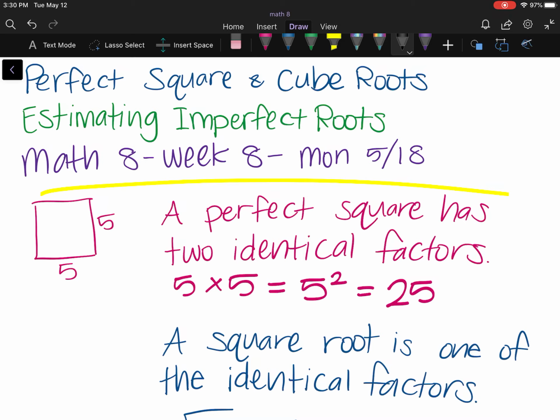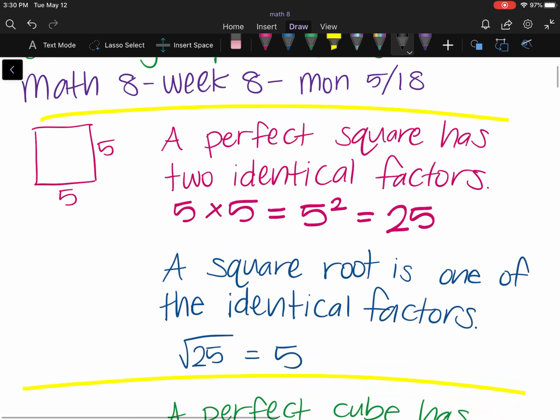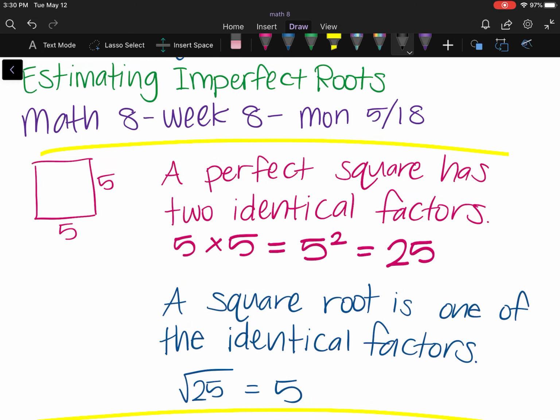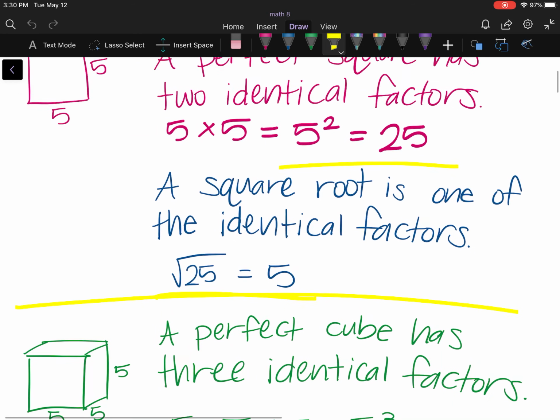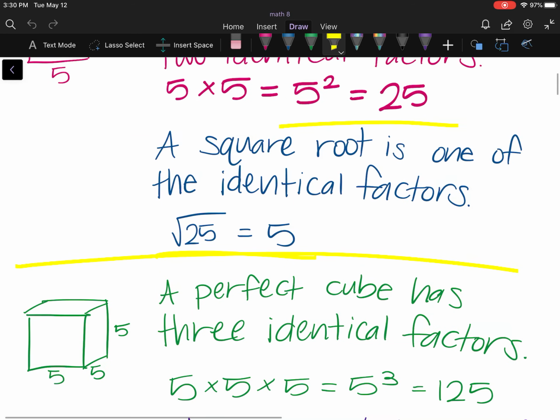First, let's talk about what a perfect square is. A perfect square has two identical factors. Since 5 times 5, or 5 squared, equals 25, that means 25 is a perfect square. A square root is one of the identical factors. So the square root of 25 is 5. You see the relationship here. 5 squared equals 25. Square root of 25 equals 5.